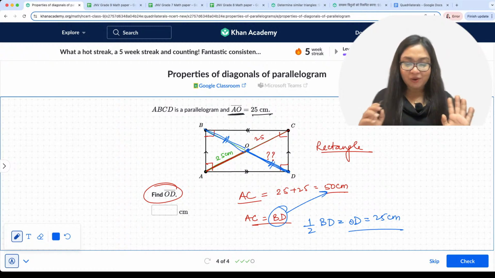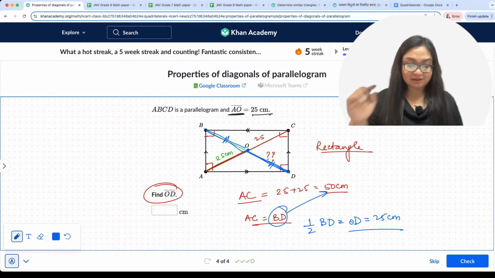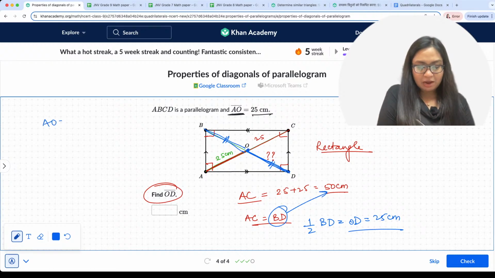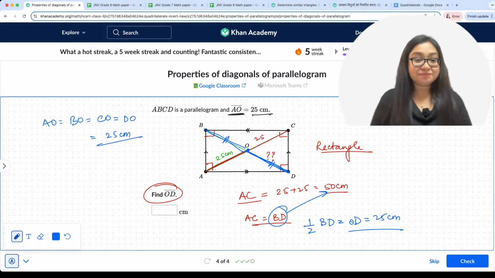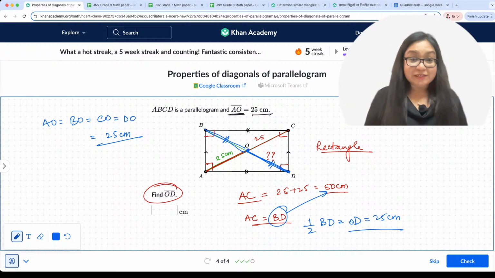So we can go ahead and write the value. The value of OD will be 25 centimeters since AO is given as 25 centimeters here. That means all of these four values actually, AO equals BO equals CO equals DO is equal to 25 centimeters. Okay? So let's go ahead and write.